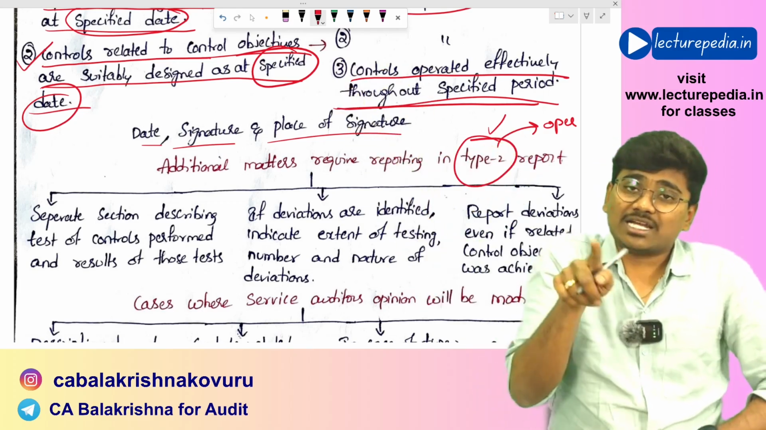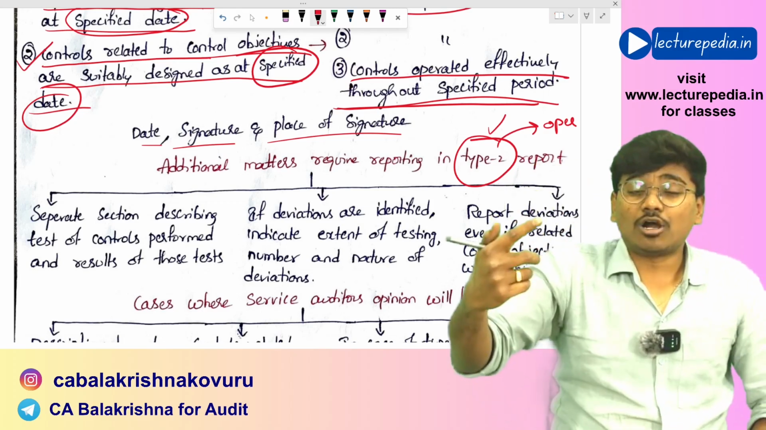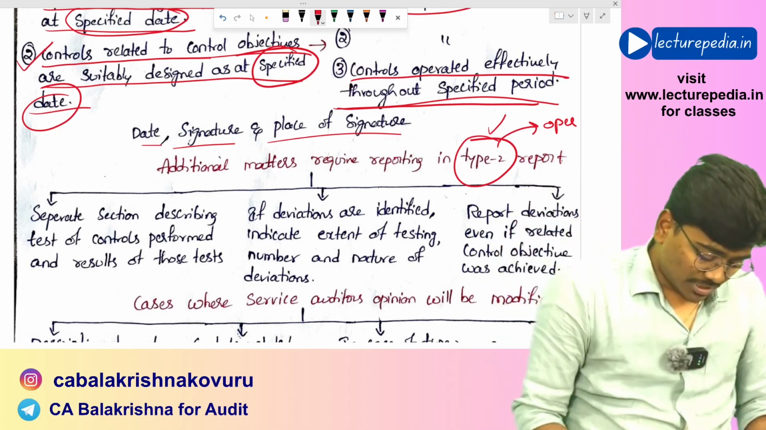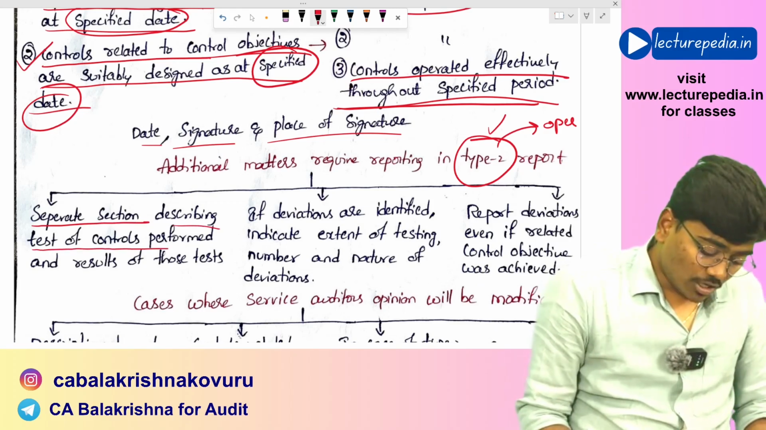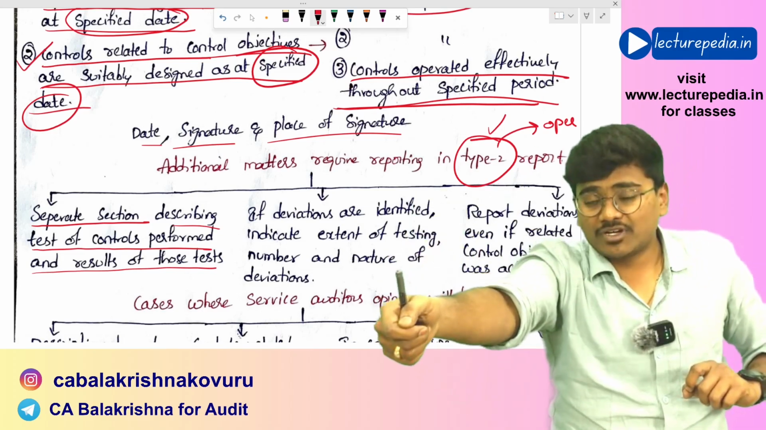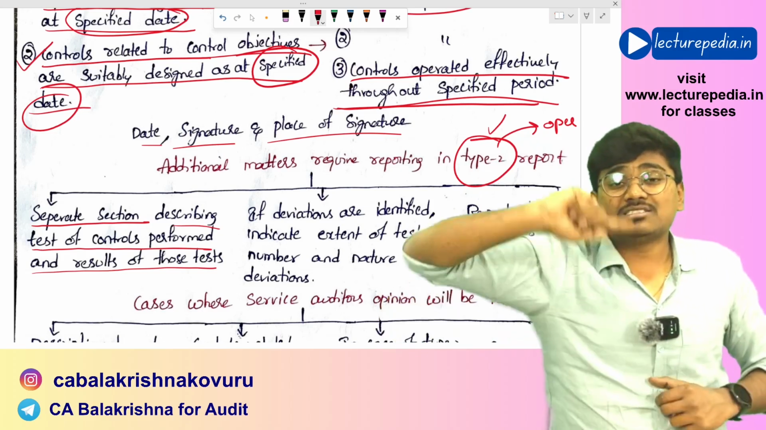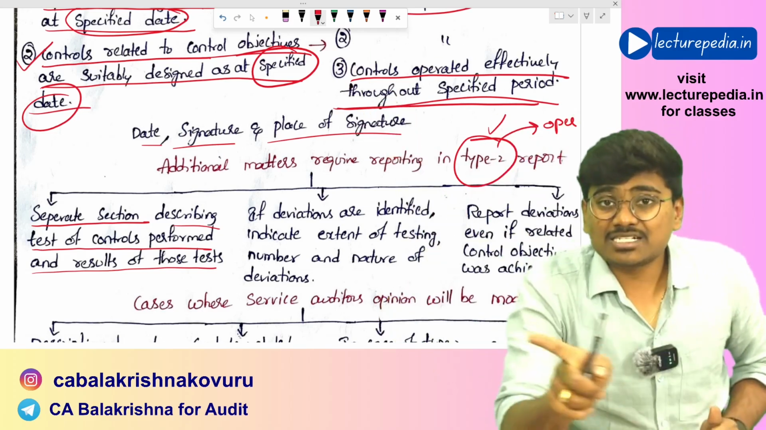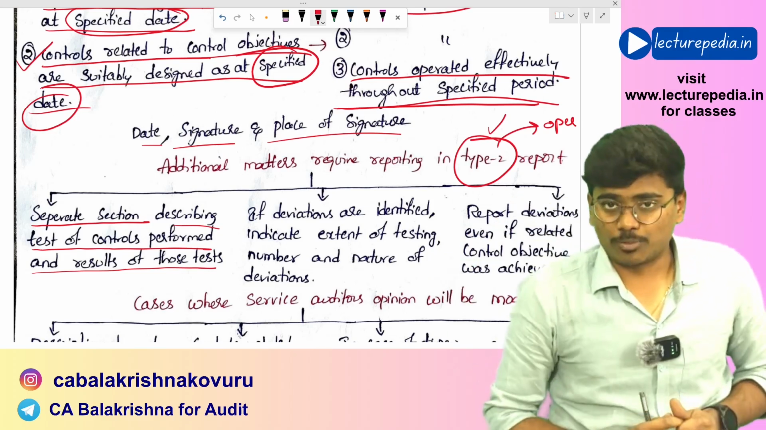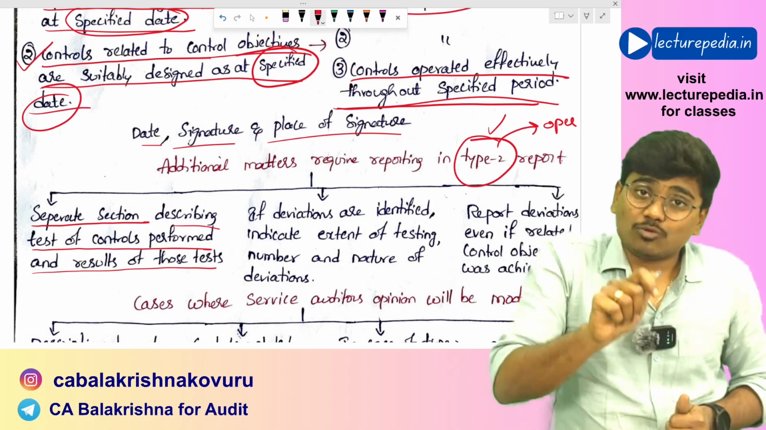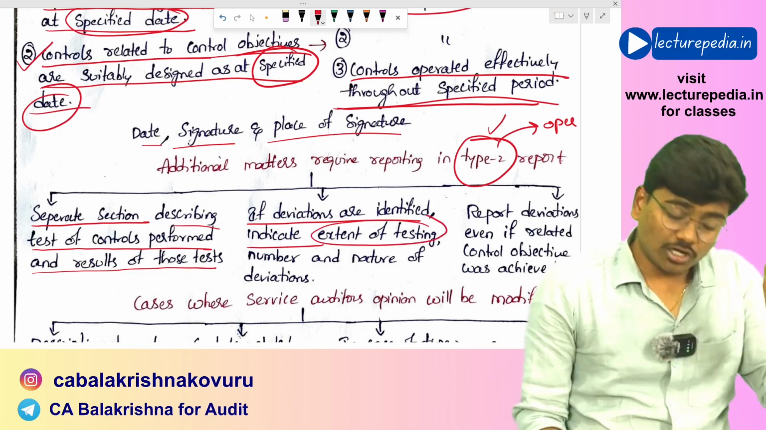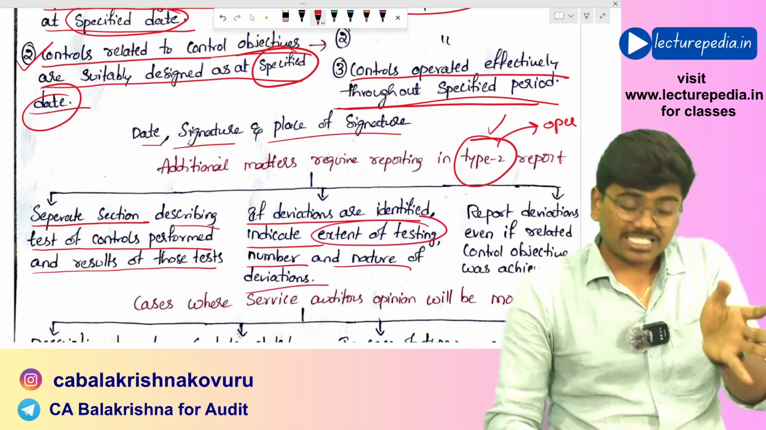Now, since this aspect will be additionally dealt in type 2 report, in order to check operating effectiveness, what you will do, you will test the controls. So in type 2 report, you should also mention under separate section describing test of controls performed and results of those tests. What test of controls you have performed for testing operating effectiveness of controls, and what is the result of those tests. If at all any deviations in the controls have been identified, then you need to mention what is the extent of procedures that you have performed, and how many deviations and what are the nature of deviations that you have identified. See, if deviations are identified, indicate extent of testing that you have performed and number and nature of deviations.